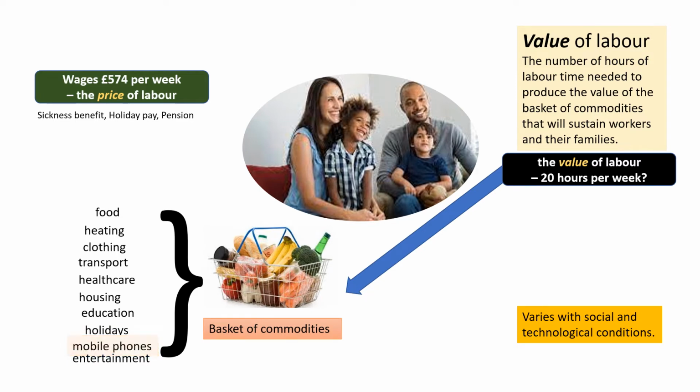Increasingly these days, the price paid by employers like Walmart and Amazon is insufficient to meet the needs of a family, so people have to have 2 or 3 jobs or use food banks, or the state subsidizes the employer through benefits like universal credit.